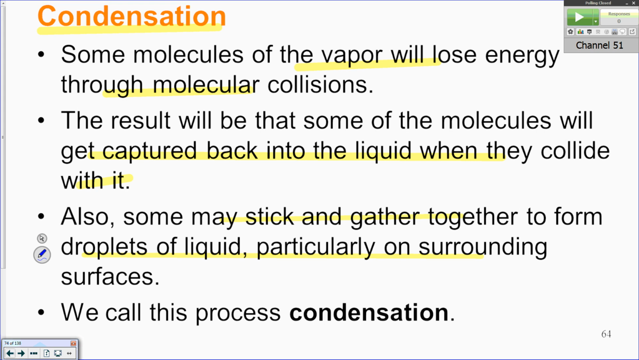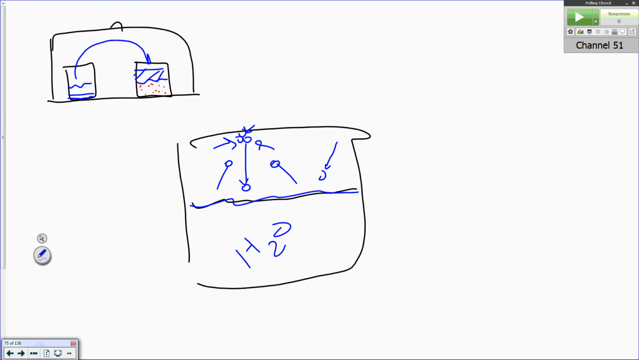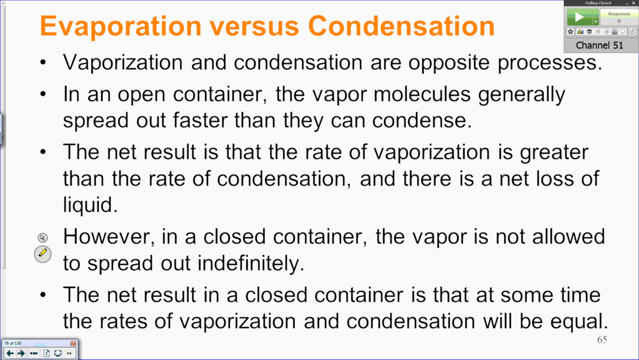So condensation is the opposite direction, and energetics play a role as much as these intermolecular forces. So the two processes are essentially just opposite of one another. Okay, and if we think about what happens in an open container, so if there's no lid, no top to it, the vapor molecules escape out into the room, and what happens with that is they spread out faster than they can condense back out.